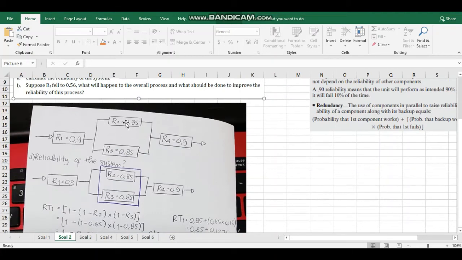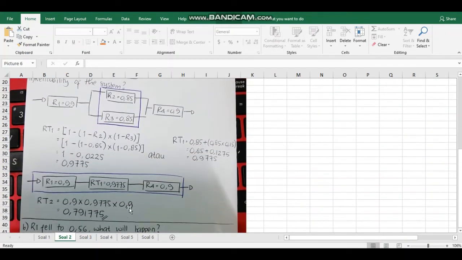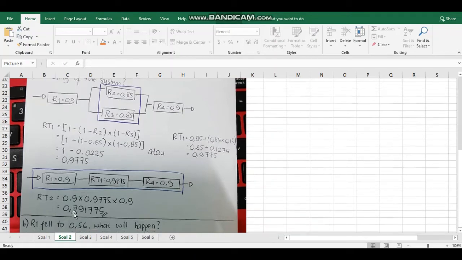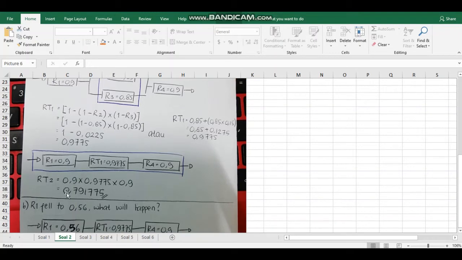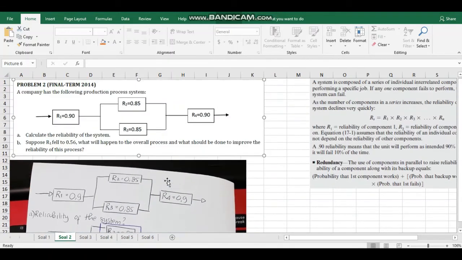If it still has this kind of form in parallel, then you have to find the reliability for this form first. Okay, that's the note. And now we can multiply this number. For R1 it is 0.9, and for the combined R2 and R3, we have this reliability, multiplied with this one, 0.9. Then we have this number as the reliability for the overall system. So that's the answer for point A.